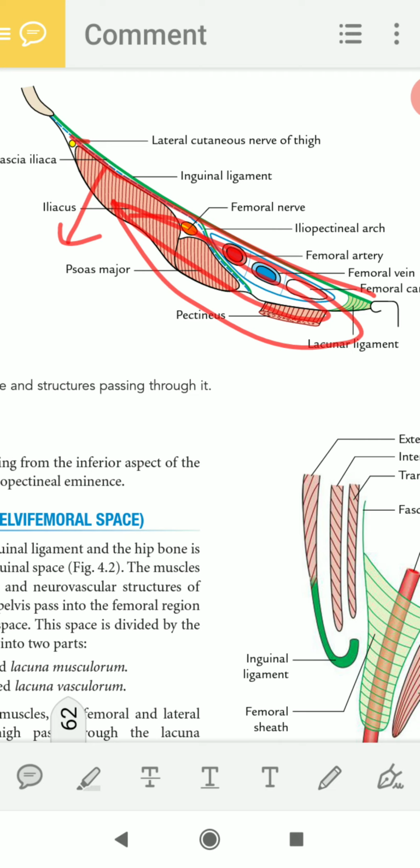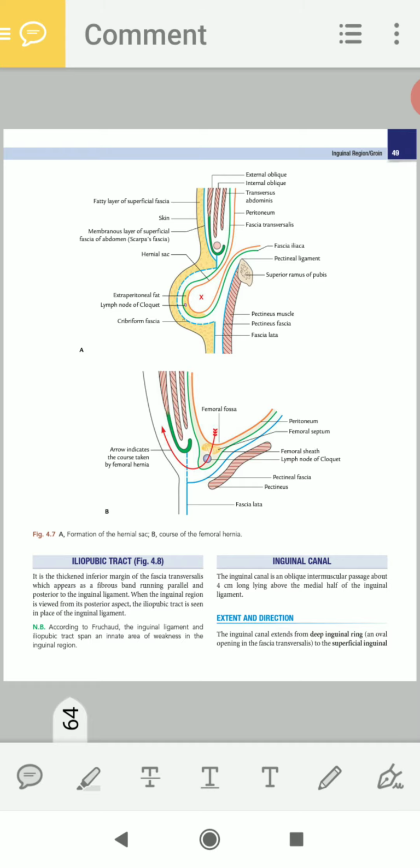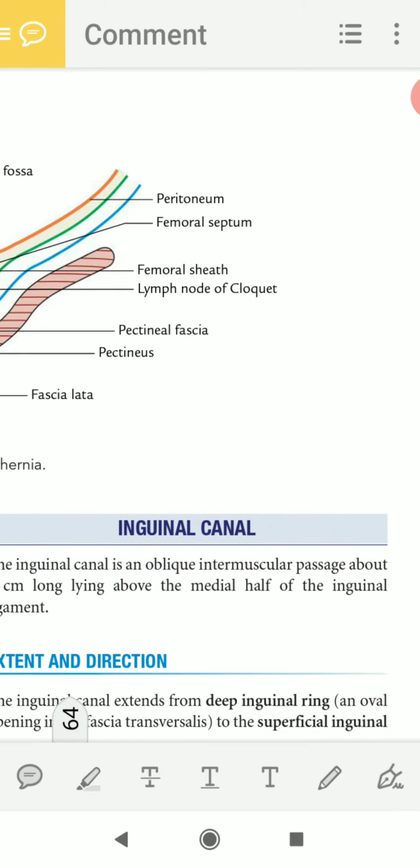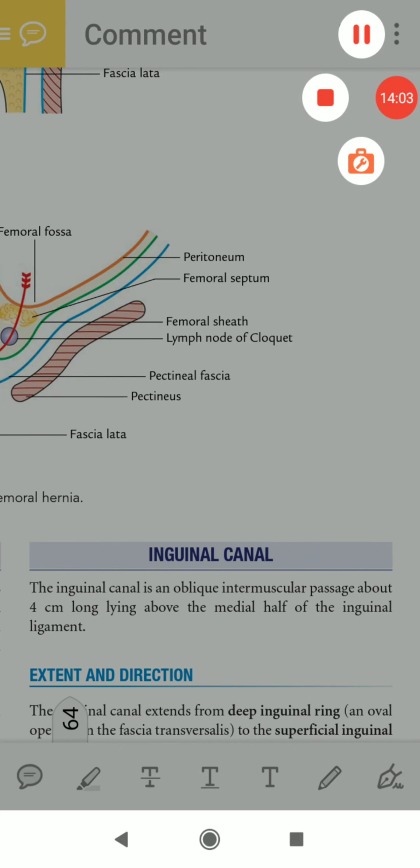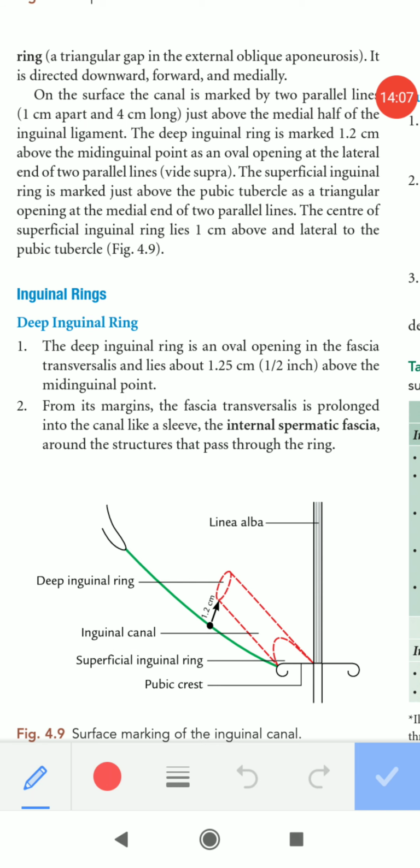Now we will come to our next point, that is the inguinal canal. Okay, so let's start the inguinal canal. Inguinal canal, what is it? The inguinal canal is an oblique canal. So we're talking about the inguinal canal. So what is inguinal canal?